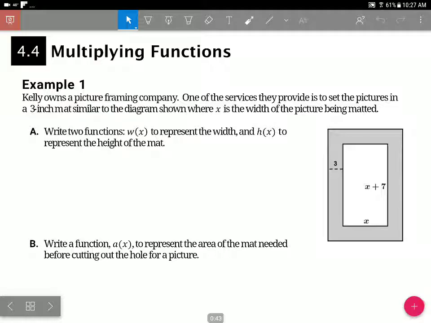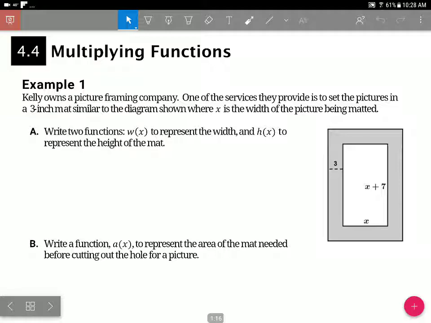So Kelly owns a picture framing company. One of the services she provides is to set the picture in a 3-inch mat, similar to the diagram below, where x is the width of the picture being matted. Anybody here know what a picture mat is? All right, you ever seen a really nice photo and they have that border around it, solid color border? That border is called a mat or a matting. Whether it's a photo or a piece of artwork, that's called matting, what's around it.